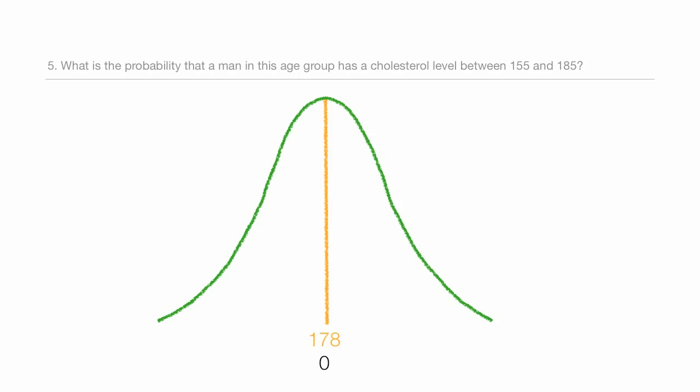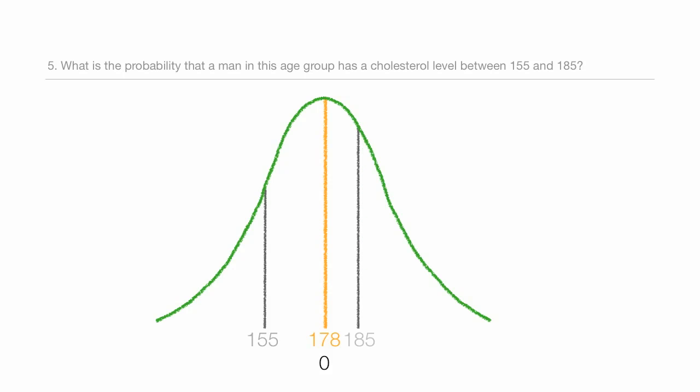This problem is slightly different than the previous ones because we're going to find the area between 2 points, in this case 155 and 185. We're going to find out what is the probability of a man falling in this area. The first thing was to calculate the area between 155 and 178, which is this area right here. It should fade in right now.